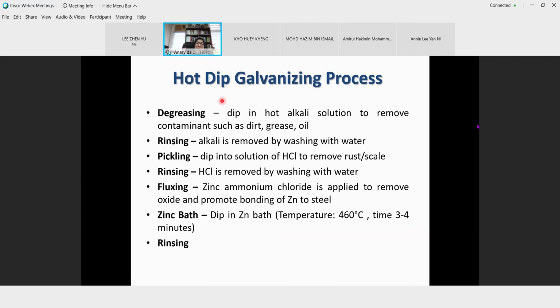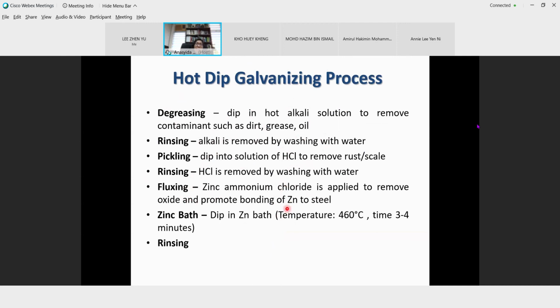So same goes for electroplating and also electrolysis. So hot dipping also will have a cleaning process. So we degrease it, dip in hot alkaline to remove some of the dirt, grease, and so on. After that, we have to rinse again with water to remove all the alkali, and then again we pickle it in hydrochloric acid to remove rust or scale, and then after that we rinse again to ensure that all the hydrochloric acid was removed, and then we flux with zinc ammonium chloride. So when doing the fluxing, we actually remove the oxide and also promote the bonding.